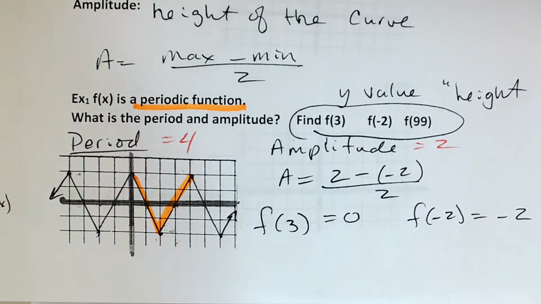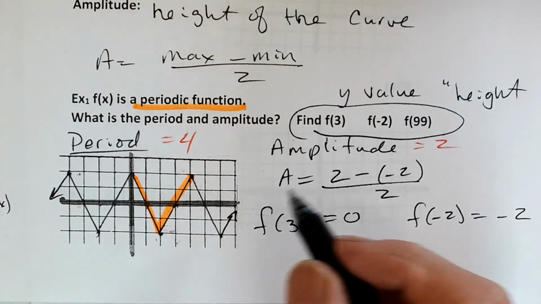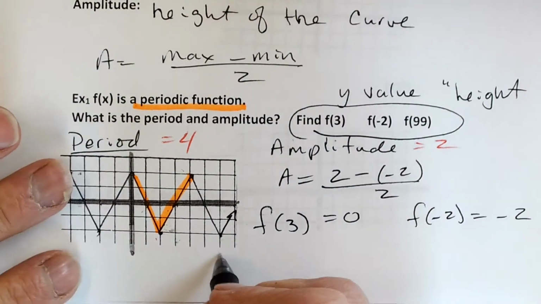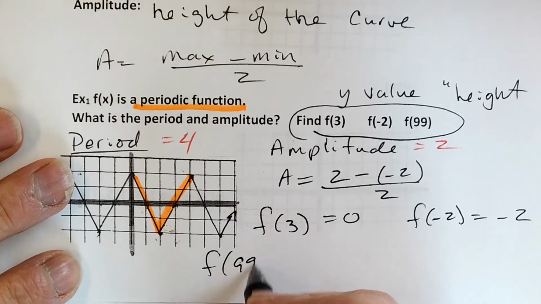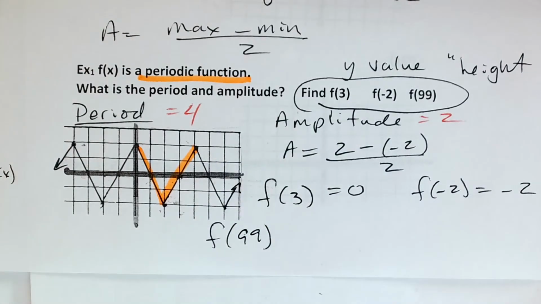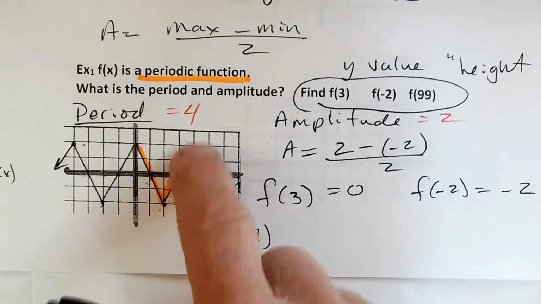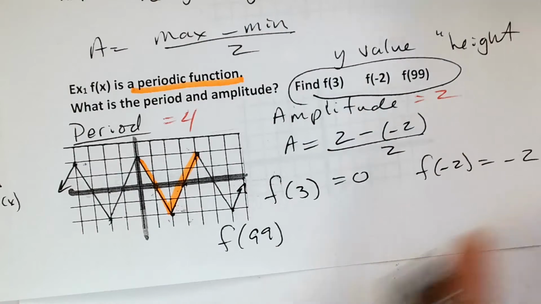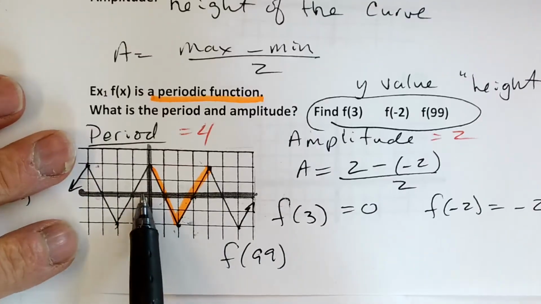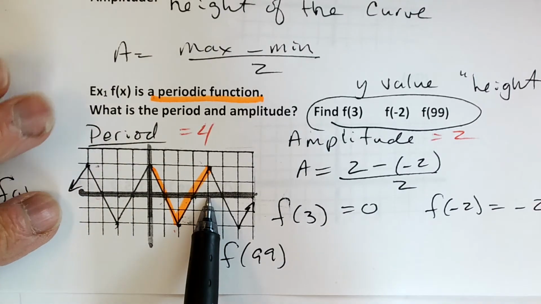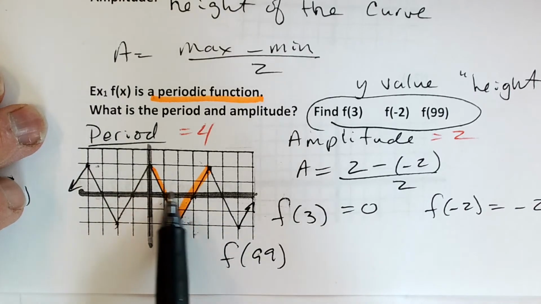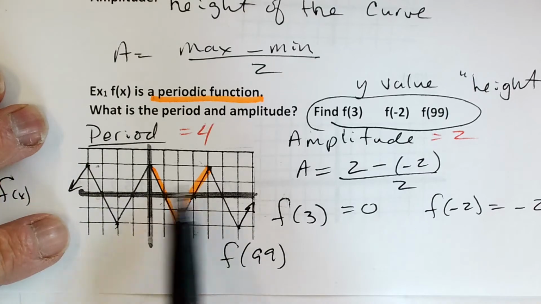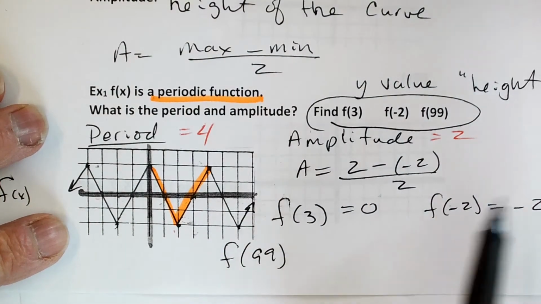But f of 99? Well, there's no way. I don't want to go 99 out. f of 99, let's see. Well, if this pattern repeats over and over again, then every time I do a unit of 4, I'm right back where I started. Does that make sense? As I go on and on.